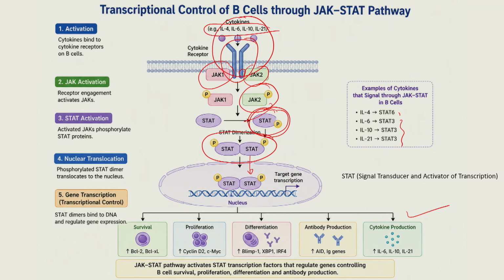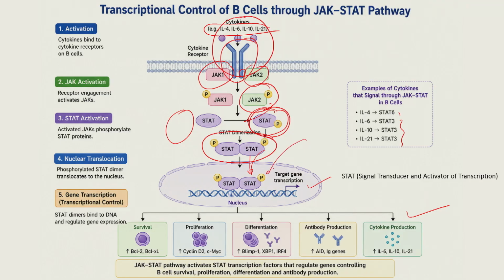Once the STAT is phosphorylated, a dimer form of the STAT can go to the nucleus. There is a very obvious question which can be asked: the non-phosphorylated form of the STAT is located in the cytoplasm, and the phosphorylated form of the STAT is located inside the nucleus. So we can understand that phosphorylation is a critical event which allows the protein to go inside the nucleus. Before that, all the proteins are in the cytoplasm. Once phosphorylation happens, the protein can migrate inside the nucleus.